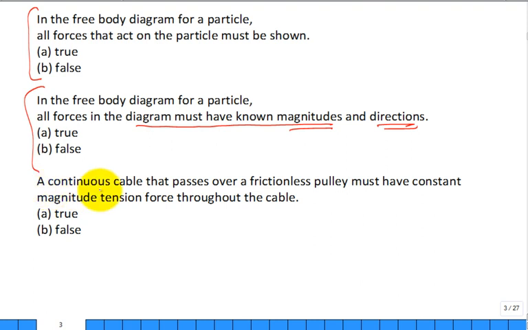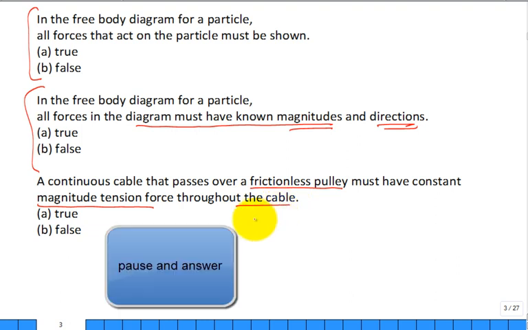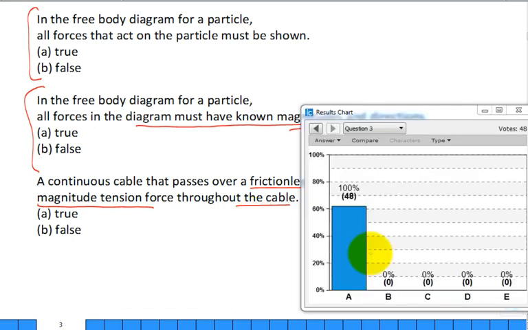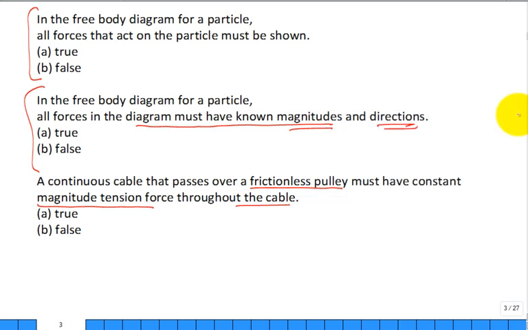A continuous cable that passes over a frictionless pulley must have constant magnitude tension force throughout the cable. True or false? All right. So everybody's good. That's right. That's one of the themes about a frictionless pulley. The cable goes around it, and the tension in the cable is the same.